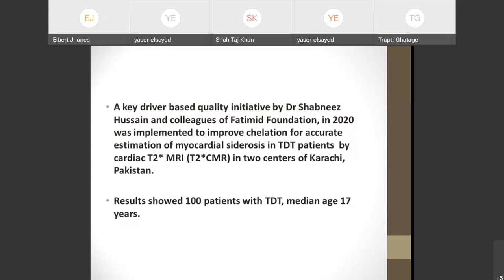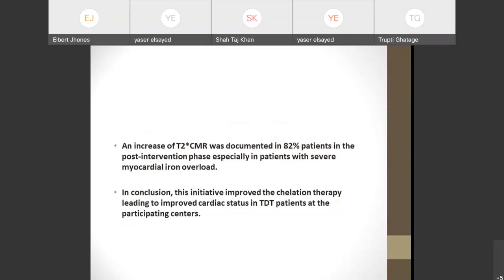The result showed that 100 patients with transfusion-dependent thalassemia, median age 17 years, were affected. This study also showed that an increase in T2 star CMR was documented in 82% of the patients in the post-intervention phase, especially in patients with severe myocardial iron overload. The conclusion was that this initiative improved the chelation therapy, leading to improved cardiac status in transfusion-dependent thalassemia patients at participating centers.